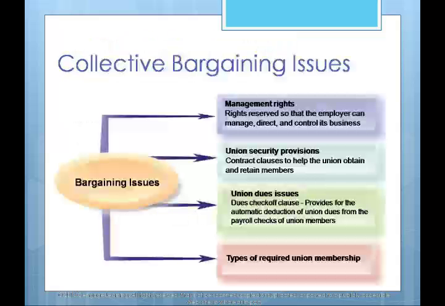Collective bargaining issues. These are really the key areas of what you bargain for when you have a collective bargaining agreement. Management rights. That's reserved for the employer to manage, direct, and control its business. Union security provisions. Contract clauses to help the union obtain and retain members. Union dues, called a dues checkoff clause, provides for the automatic deduction of union dues from the payroll checks of union members, which unions really want. And then types of required union membership. We talked about agency shop and all those others.